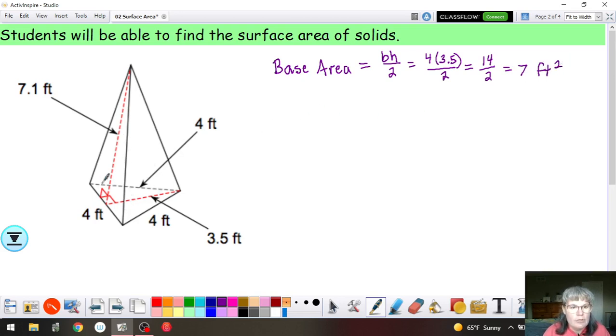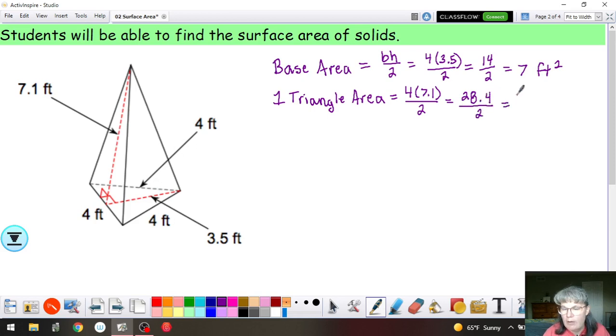Our triangles all have a base of 4 and they're going to have a height of 7.1. So one triangle area is going to be base of 4, height of 7.1, and divide that by 2. So we have 28.4, divide that by 2, and we have 14.2 square feet.